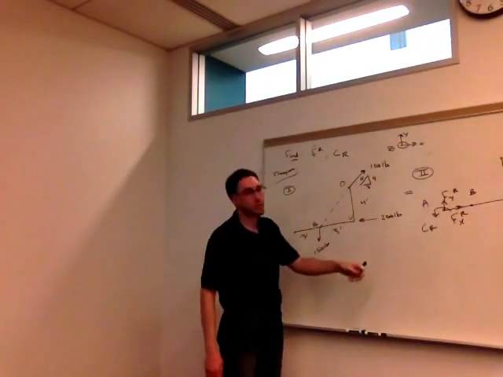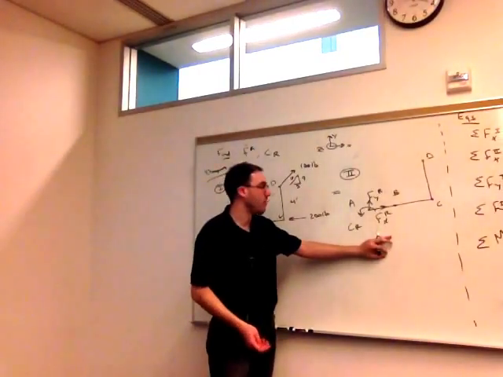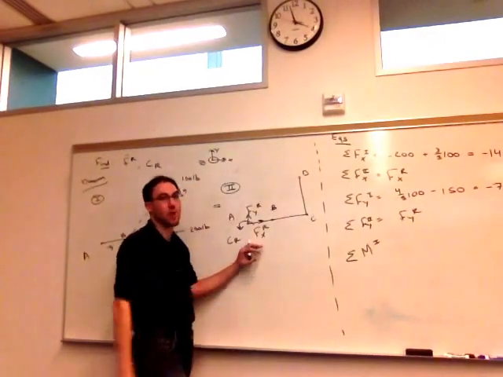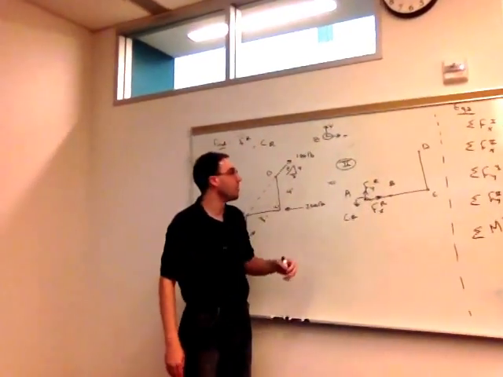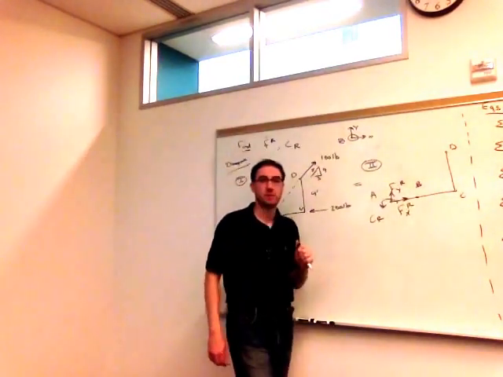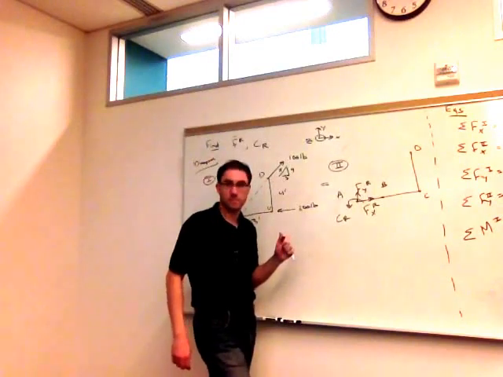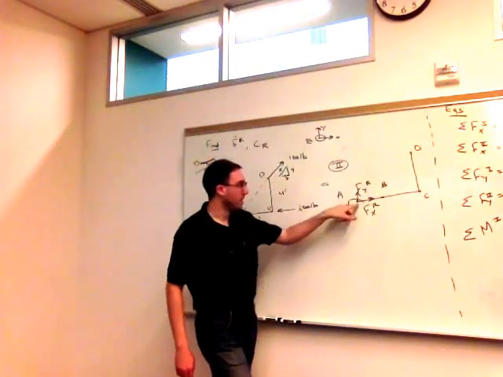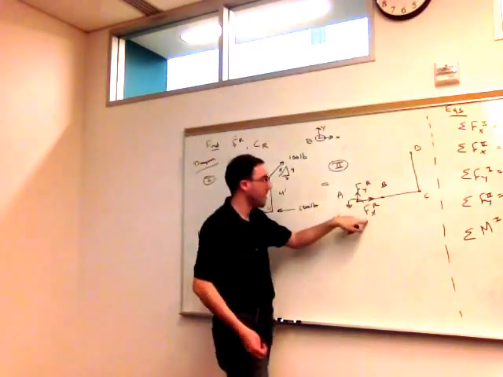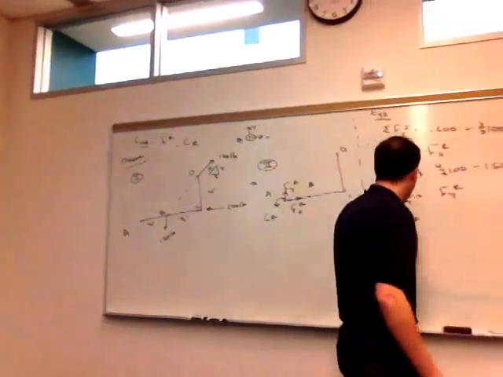So usually I let system 2 guide me as to what point's the easiest to take the moment about. But again, it's the same in both. It doesn't matter. I'll get the right answer. So looking at system 2, which point will be the least amount of work to take the moment about? Right, and why is it easier? Right, because here Fyr acts at A, so its moment is 0. Fxr acts at A, so it has a moment contribution of 0 also. So I'll choose A.